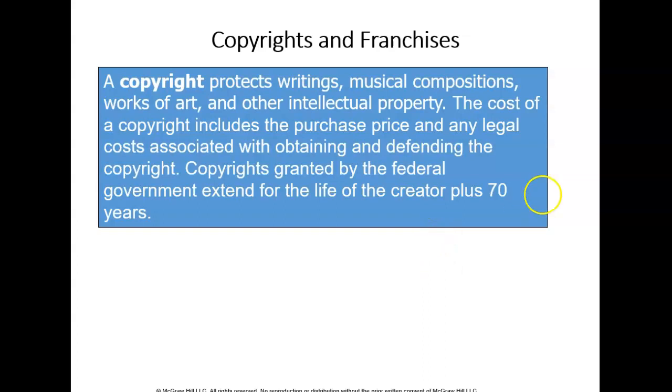Now, the copyright is extended for the life of the creator plus 70 years after their death. Meaning that if Michael Jackson wrote a song that you like, and now you say, well, you know what, I'm going to remake that song. Nope, you can't do that, because the copyright is protected for not just the life of that creator, but also 70 years after their death.